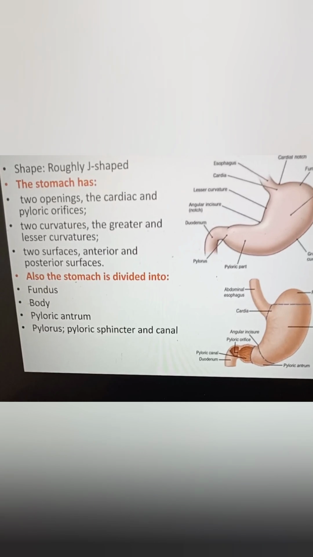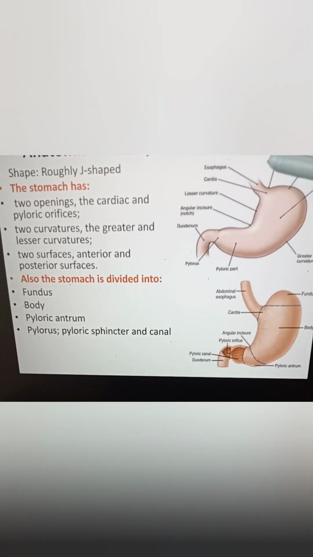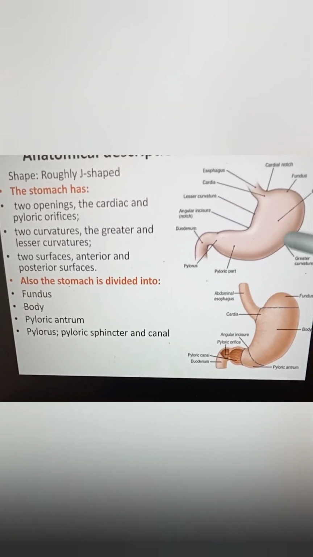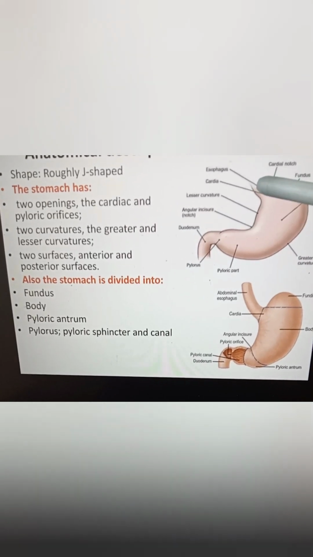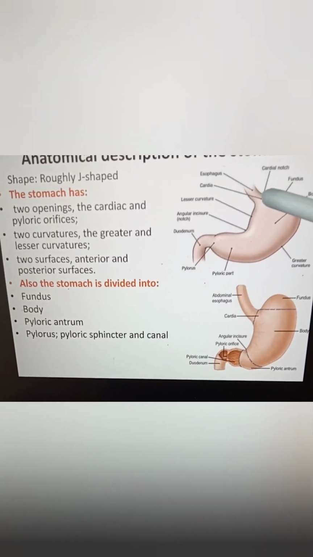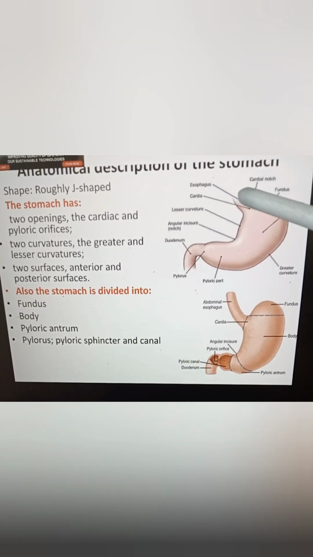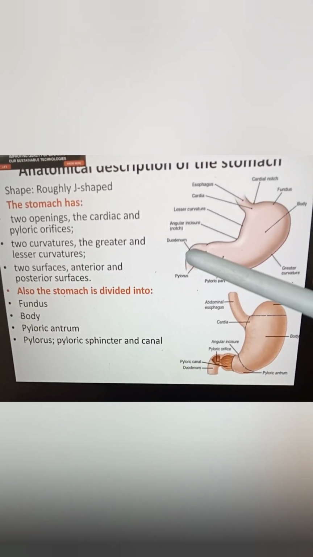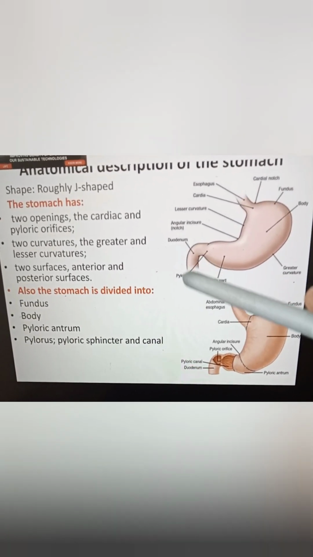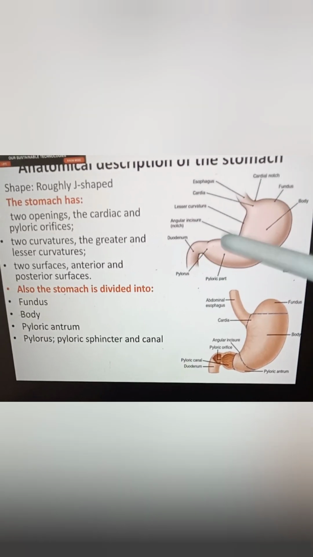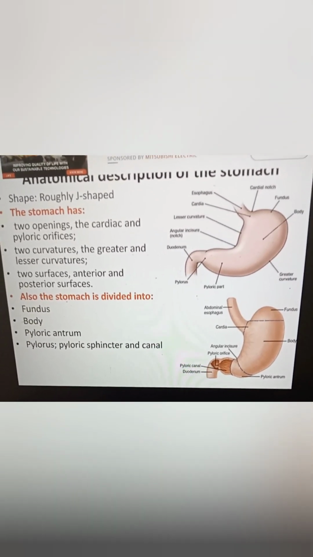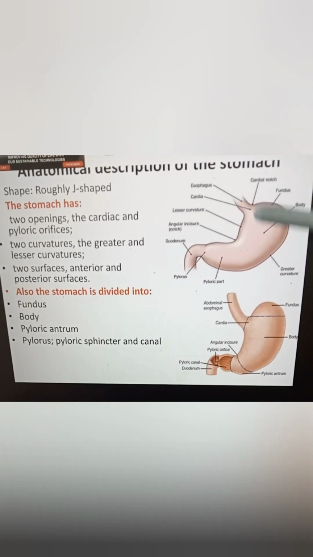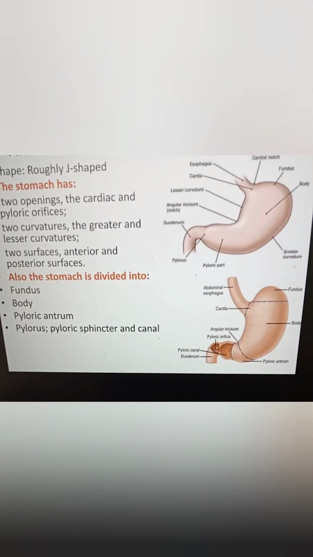So overall I have discussed three things. Curvatures of the stomach are two: greater curvature and lesser curvature. Openings of the stomach are two: the one connected to the esophagus, the cardiac sphincter, and the one connected to the small intestine at the lower end, called the pyloric sphincter. And the other thing: the anterior portion and posterior portion.